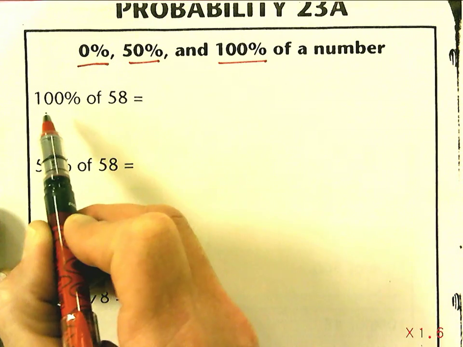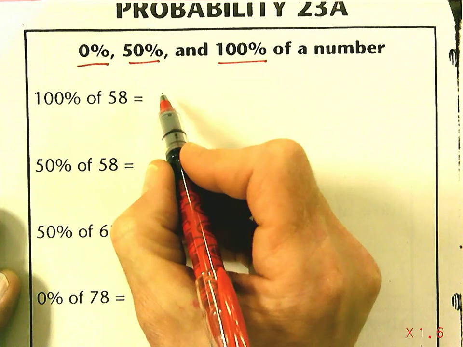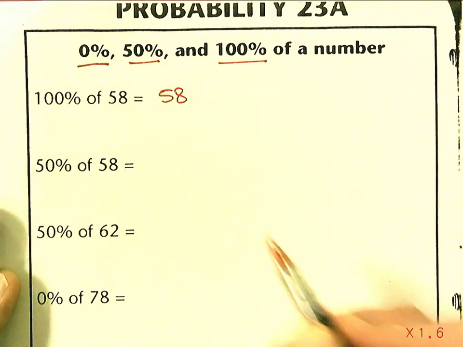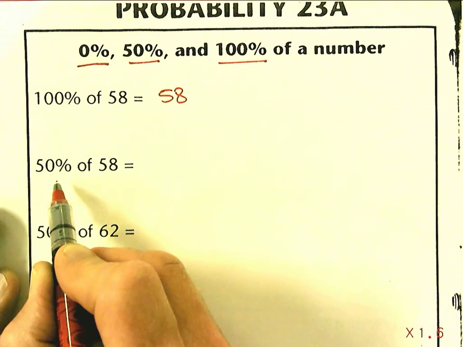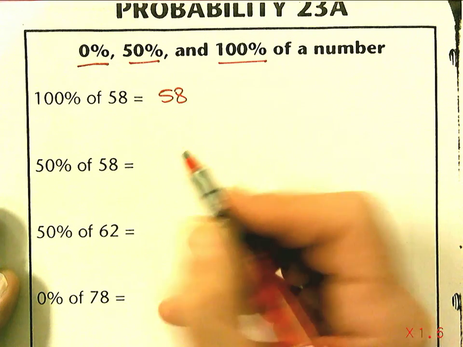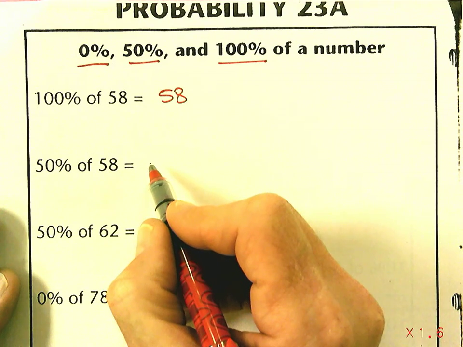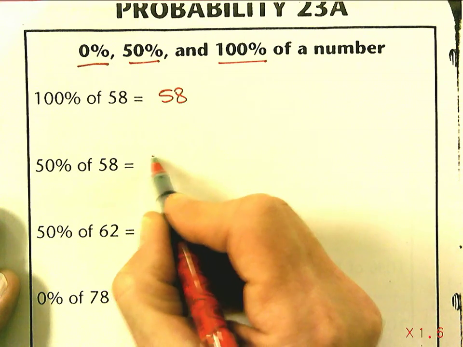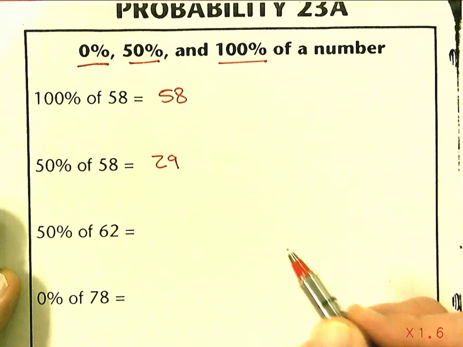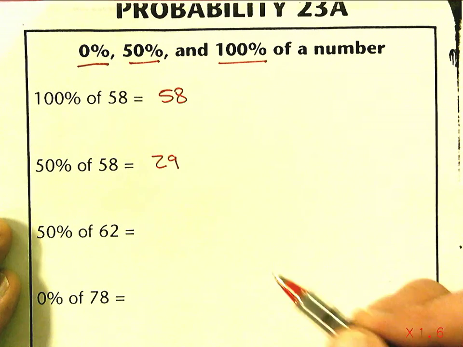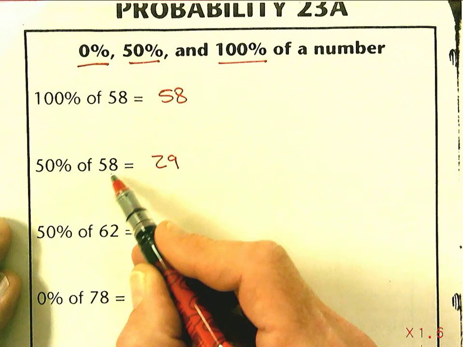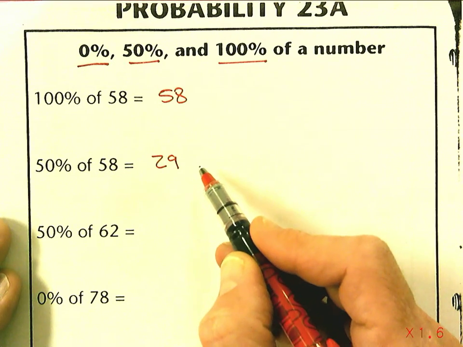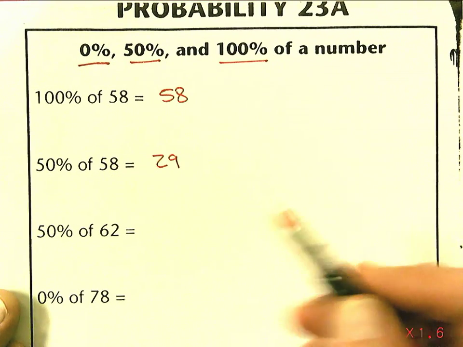So first one's pretty simple. 100% of 58, the whole thing, is just 58. 50% of 58, half of it, 50% is half. So if we think of half of 58, then we have 29. So you can just mentally do that. All I did was think of what half of 50 is, 25, and half of 8 is 4, and 25 and 4 is 29. So mentally just work through that.